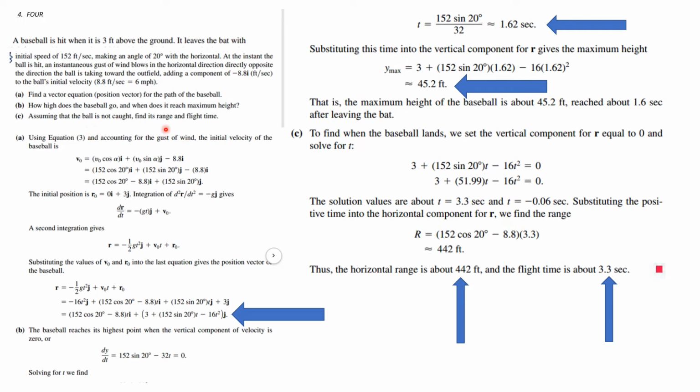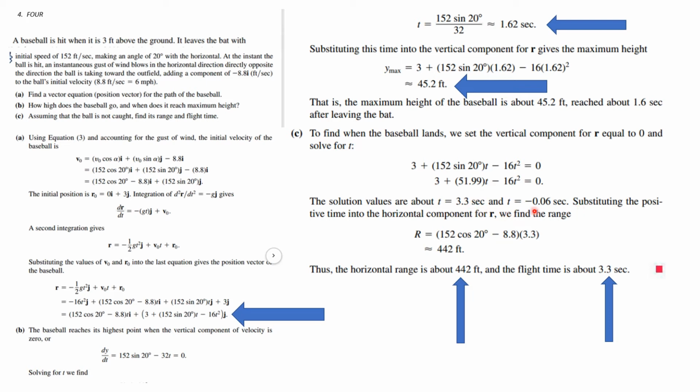If the ball wasn't caught, you wanted to find its range, how far did it go horizontally, and its flight time. Okay, so to find out when the ball lands, we set the vertical component equal to 0 and solve for t. And this was the vertical component. We solve this for t. This is solving a quadratic. One of the solutions is negative, the other is approximately 3.3. And again, you could use the quadratic formula because I let you have a calculator.